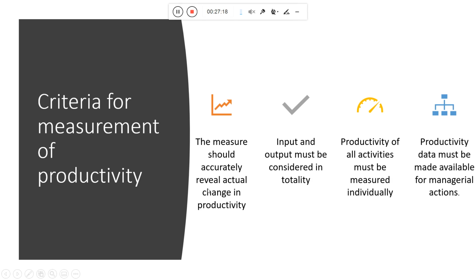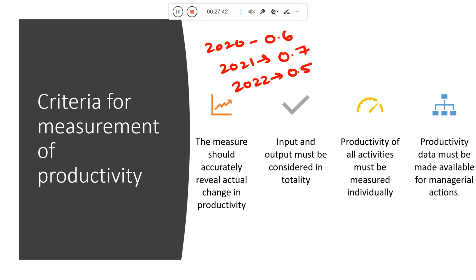The measure should accurately reveal the actual change in productivity. Suppose in 2020 the productivity of my plant is 0.6. In 2021 the productivity of the plant is 0.7. In 2022 the productivity of the plant is 0.5. Now this number is useful, because it reveals how much change has occurred in my organization with respect to the previous year. So here you can say productivity increased, here productivity decreased.